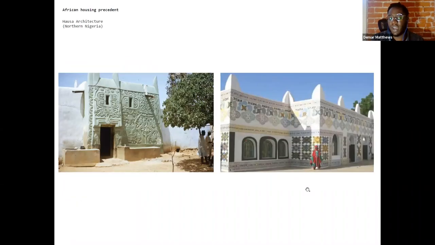Here, this is just some African housing precedents I was interested in. Specifically, it's called the Hausa architecture. This is located in northern Nigeria. And I really like this sort of handwork. Oftentimes the men would do the building or the structural work, and the women would do all the design work, and they would do it by hand. And I just thought that it was so beautiful to have a community build these structures, and they speak volumes to their aesthetics and their principles and values.